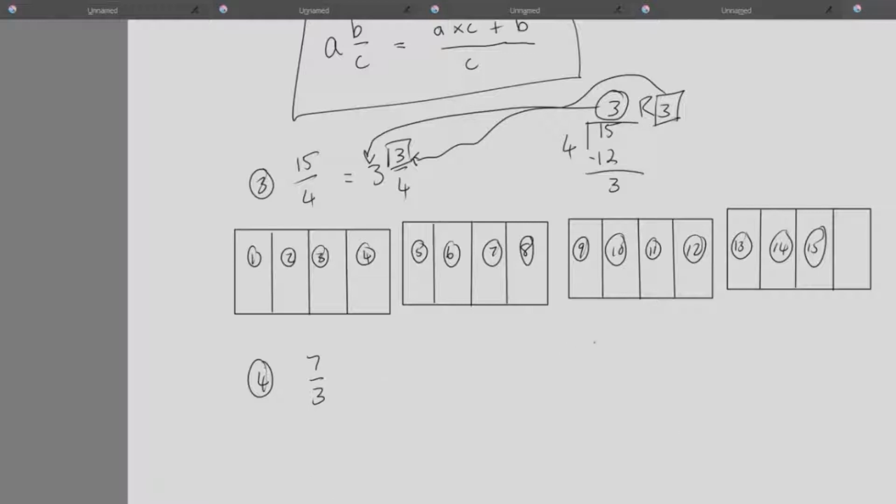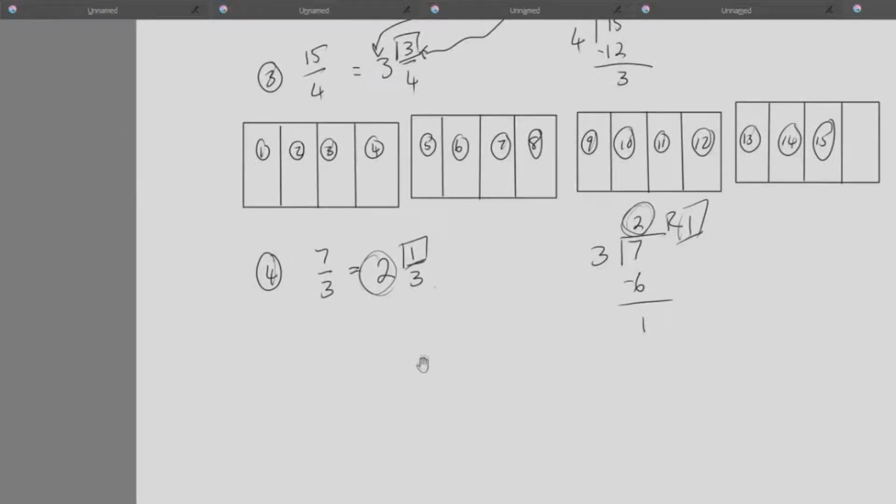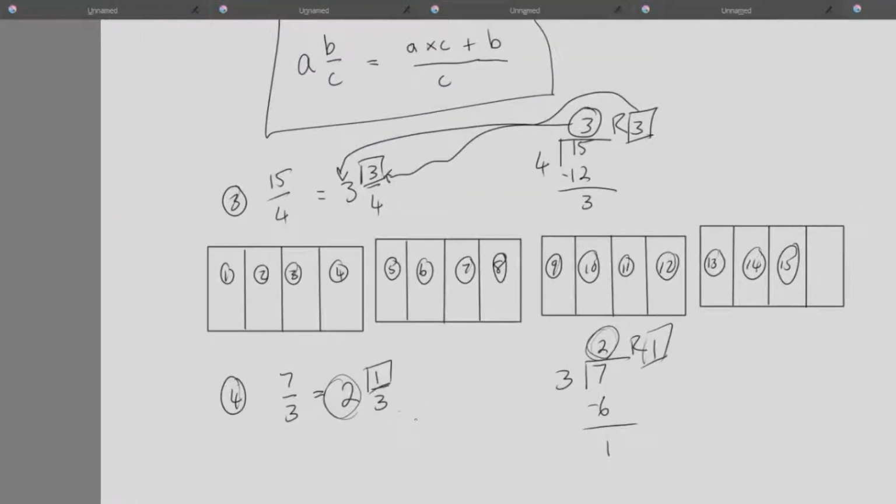It's totally fine. If I divide 7 by 3, 3 goes into 7 twice. 2 times 3 is 6. Take it away, I have a remainder of 1. So that means it's 2 whole loaves of bread and 1/3 of a loaf left. The quotient is the whole portion. The remainder is the numerator.